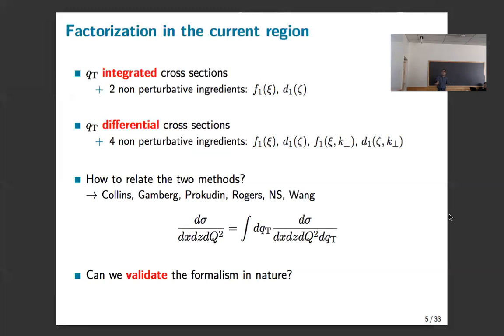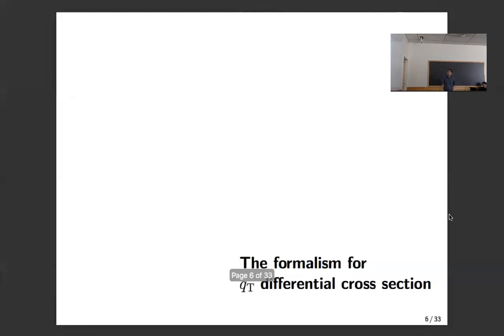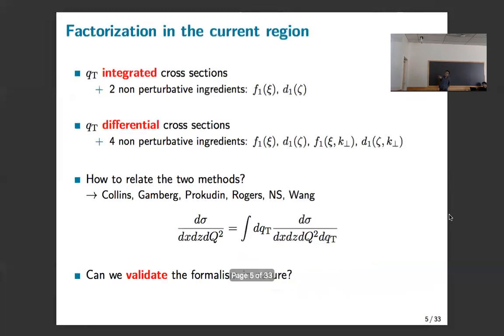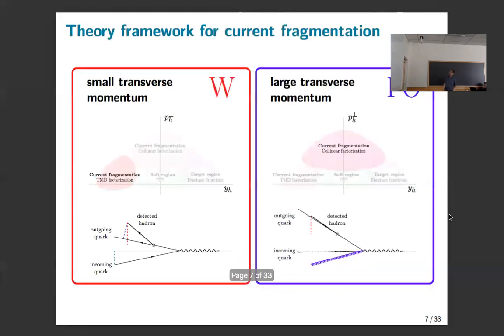And so the question that I've been chasing for a while is, can we actually evaluate this picture in nature? Okay, so analytically it sounds good, but can we actually see that this is really happening? So for the QT integrated case, this is basically almost textbook physics, so I don't need to explain how collinear factorization works.